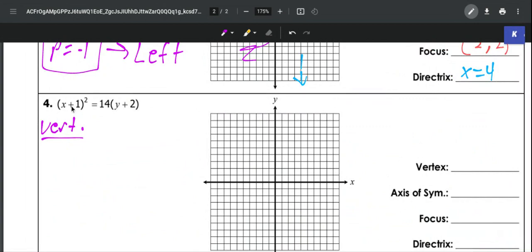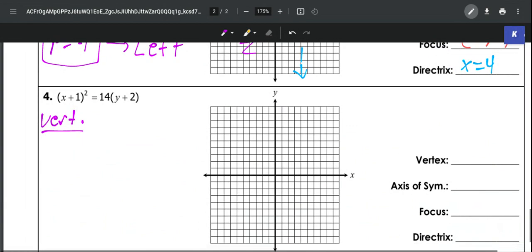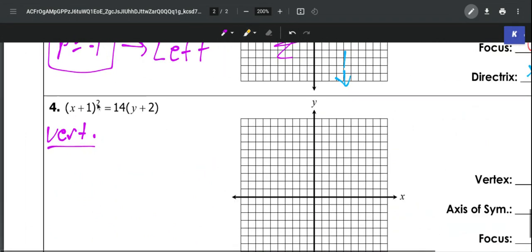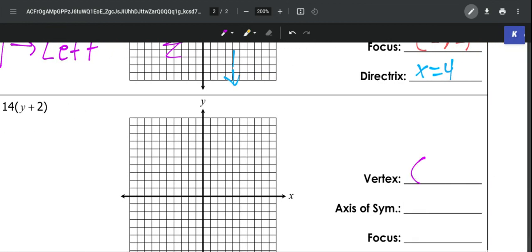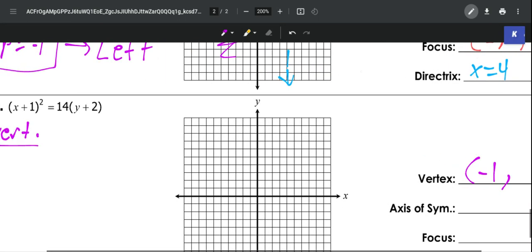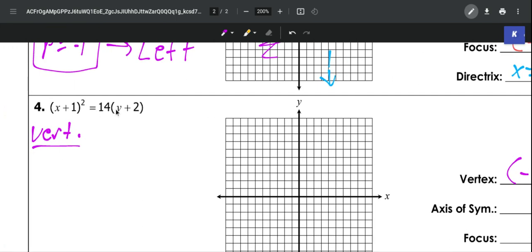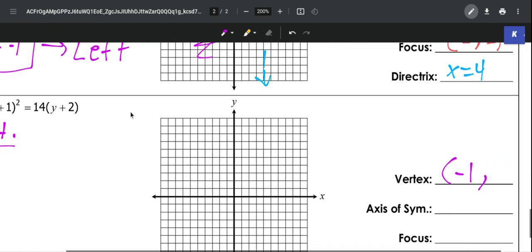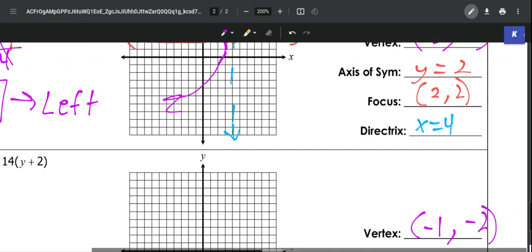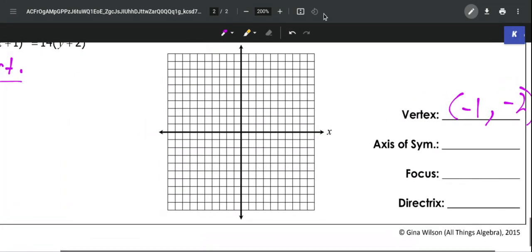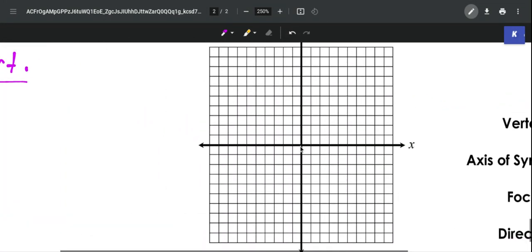Now we need to know our vertex. A vertex comes from our parentheses with x and y. So in the parentheses with x, we have a plus 1, so that means the x coordinate for my vertex will be minus 1. We have to flip that sign. And the parentheses with y in it has a plus 2, which means our y coordinate for our vertex is going to be minus 2. So we can plot that. So (-1, -2) would be right here.